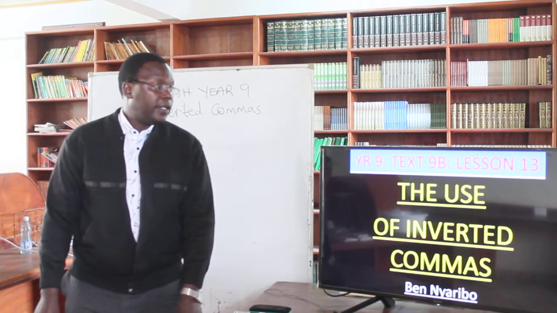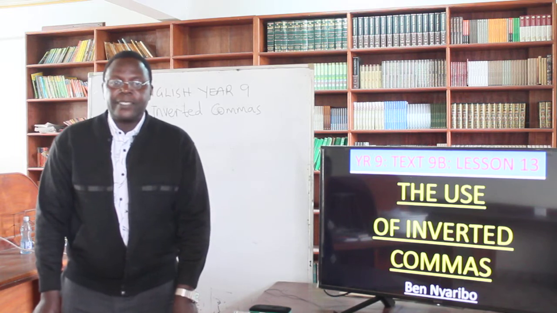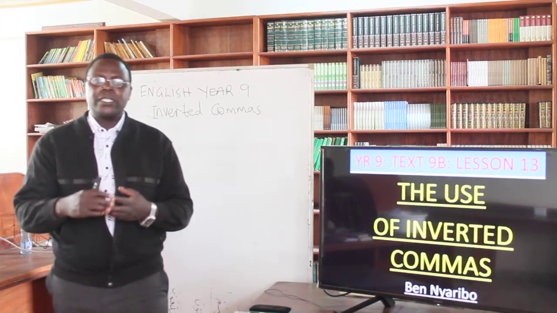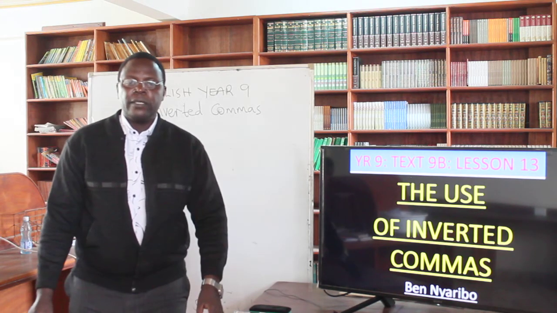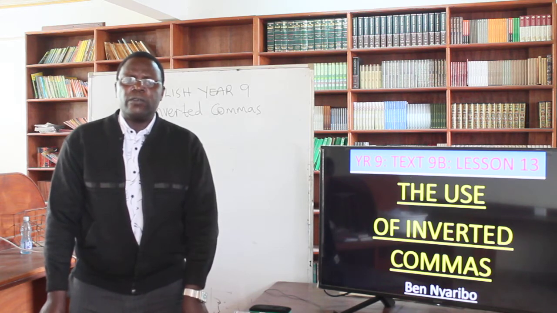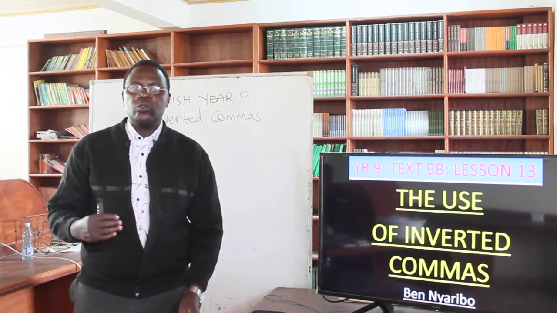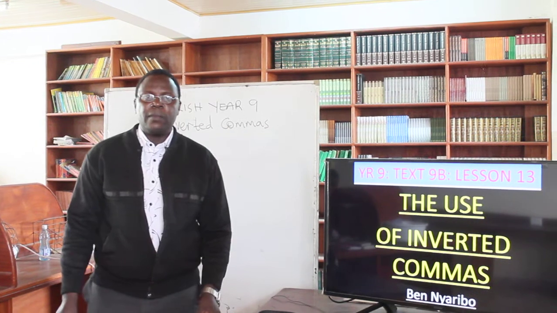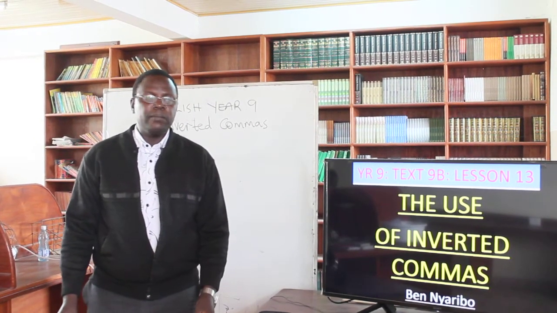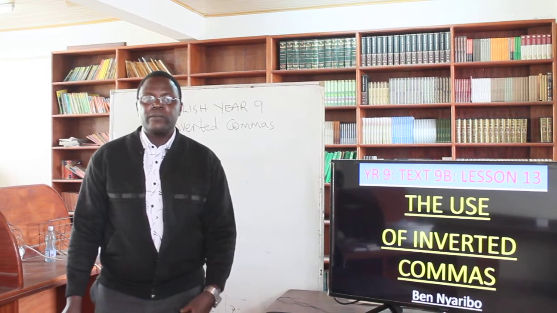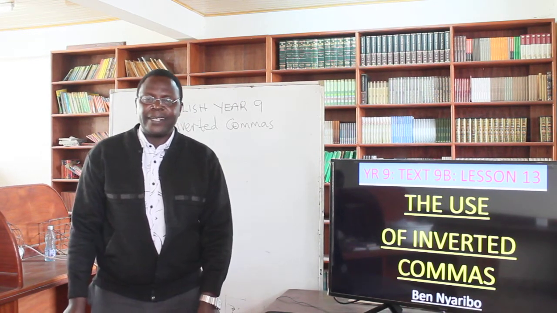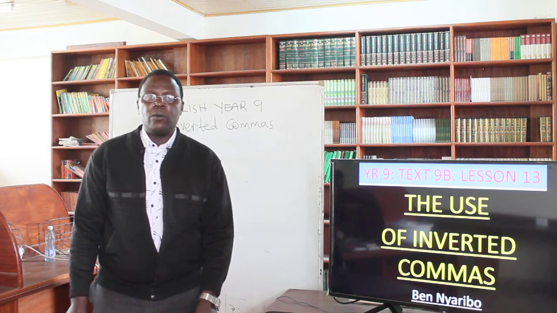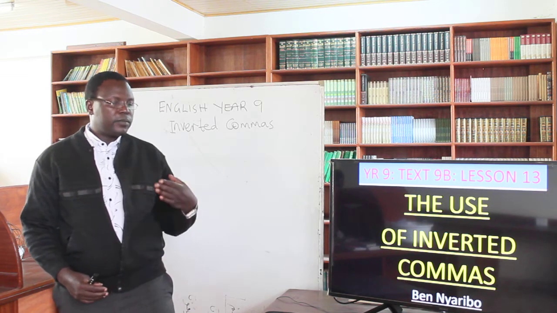Year 9, today we have lesson 9B, text 9B, that is lesson 13, the use of inverted commas. Our text today is going to be used in our understanding of the use of inverted commas. How do we use inverted commas? It is an aspect of grammar, and the better we know how to use them, the more important it will be for us to know how to handle matters pertaining to direct speech. And that will come later, but as for now, we shall go direct to the text.